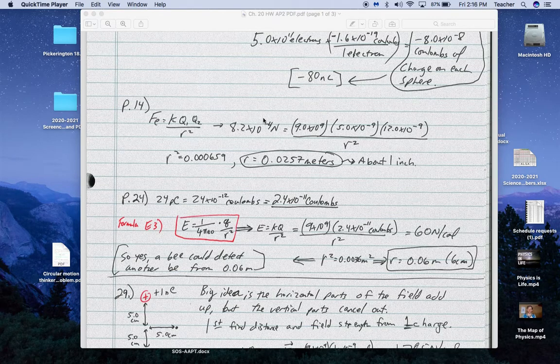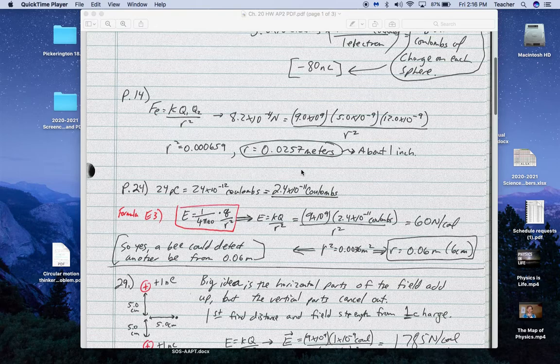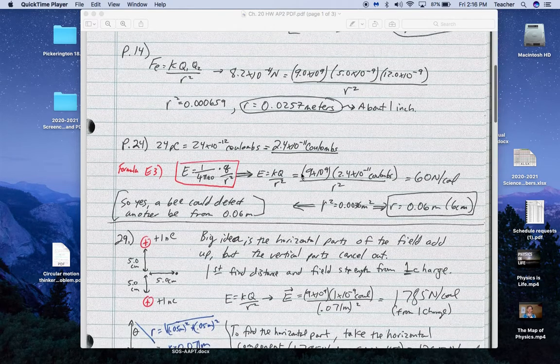So anyhow, I rearrange this, solve for r squared, and then r. That's about an inch, or 2.57 centimeters, but again, we always would think of things in standard units, so it's 0.0257 meters.